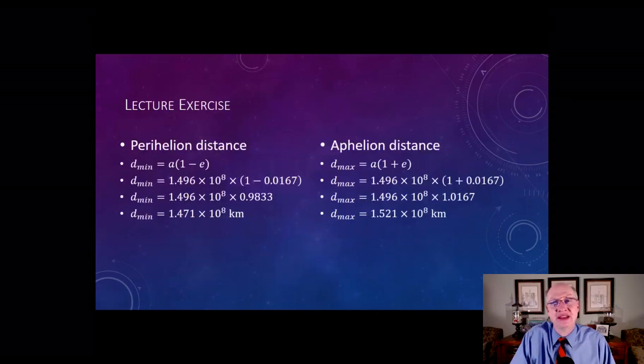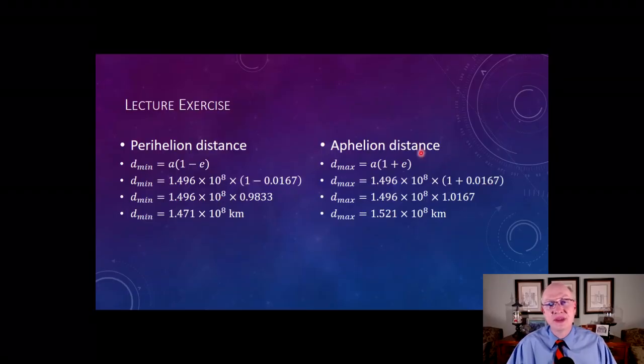All right, what did you get on this one? Well, on this one, what you should have gotten is that the perihelion distance is a times 1 minus e. A in this case is 1.496 times 10 to the 8th kilometers. We've already seen 1 minus 0.0167 is 0.9833 times 1.496 times 10 to the 8th kilometers. And there it is, it's 1.471 times 10 to the 8th kilometers.